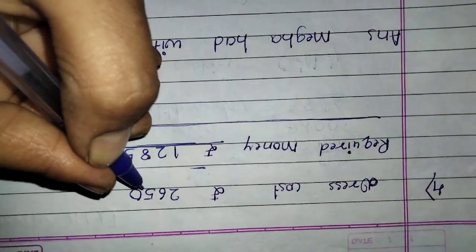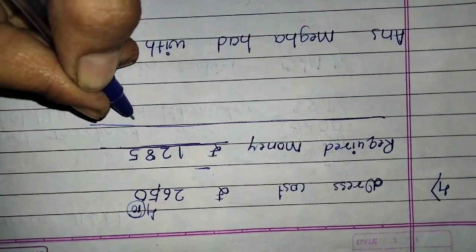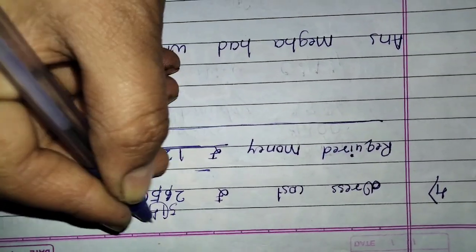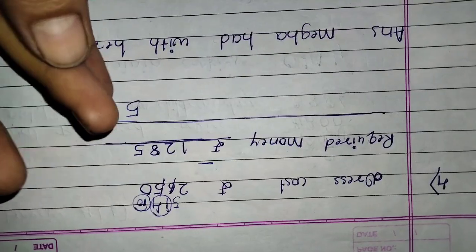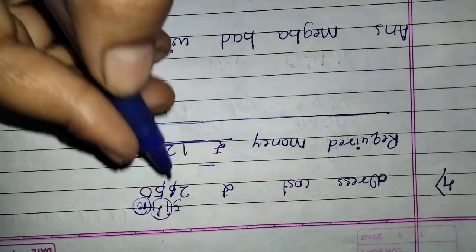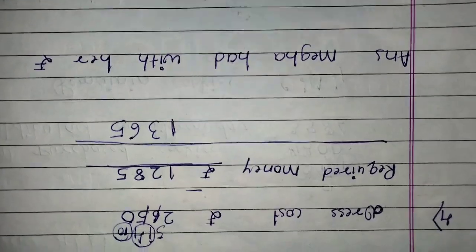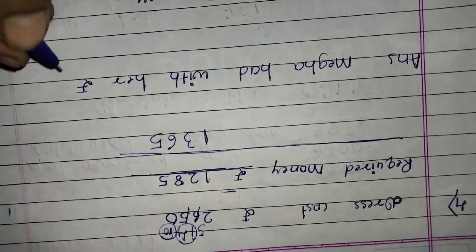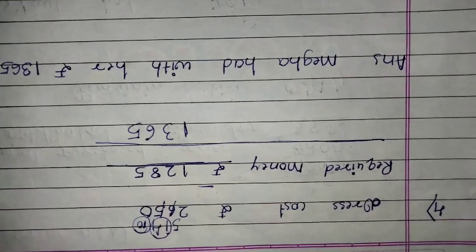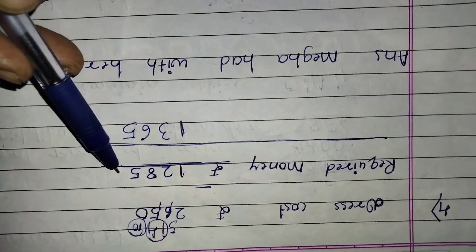Now 0 minus 5 we can't do. 4, 10. 10 minus 5, 5 here. 4 minus 8 we can't do. Here 5, here 14. Minus 8. 8, 9, 10, 11, 12, 13, 14. 6. 5 minus 2, 3. 2 minus 1, 1 here. Megha had rupees 1,365 with her, and she wanted 1,285 rupees more to purchase the dress.